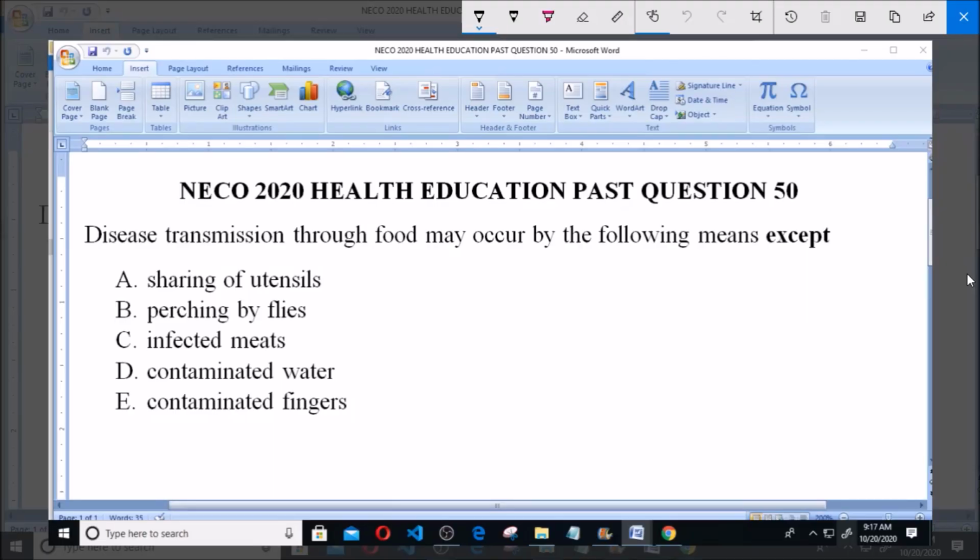I'll be answering NECO 2020 Health Education past question 50. Disease transmission through food may occur by the following means except: A. Sharing of utensils, B. Perching by flies, C. Infected meats, D. Contaminated water, and E. Contaminated fingers. Now, disease transmission through food actually occurs by either disease vectors or by contaminating or opening our foods.